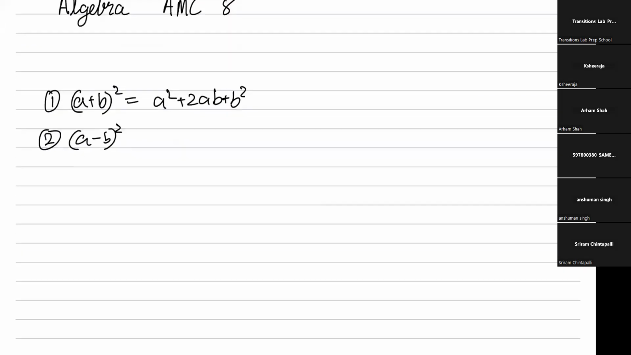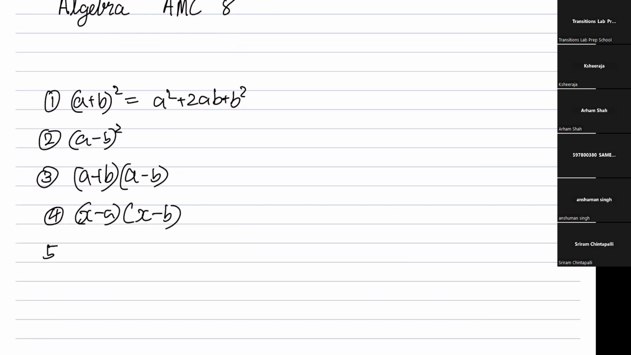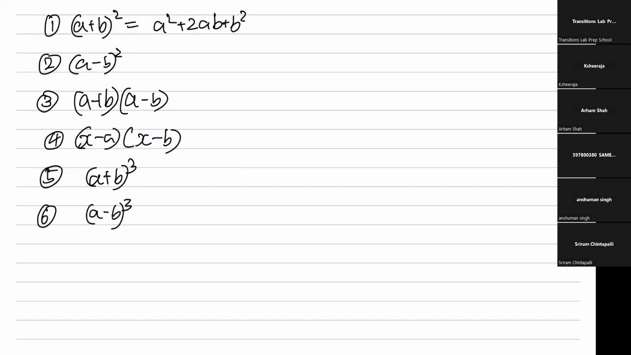I'll just write them down, and then you guys can fill in the blanks, sort of. A plus b, a minus b. Then x minus a, x minus b. Okay. Then we have a plus b the whole cube. Sixth, we have a minus b the whole cube. Most of these identities are redundant in the sense that you can replace b with minus b and then you get the other identity. Correct.